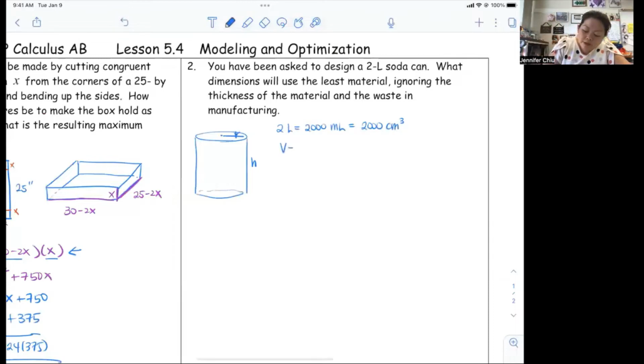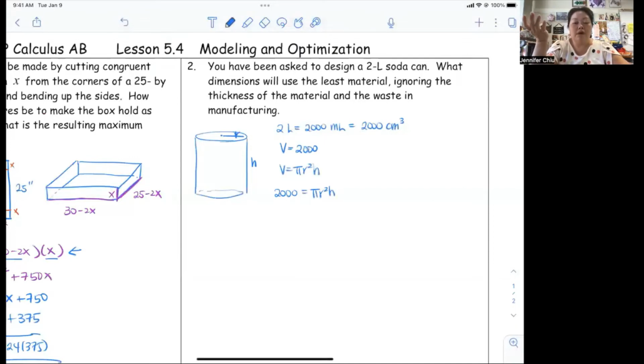So the volume of this is 2,000 cubic centimeters, and the volume of a cylinder is pi r squared h, right? Pi r squared, our base area, times the height. So 2,000 equals pi r squared h. You basically are using this given information to solve for one of the variables, because right now you have r and you have h. That's too many variables. Usually I go with the one that's least work, so I solve for h. I try to get h by itself. So h is 2,000 over pi r squared.